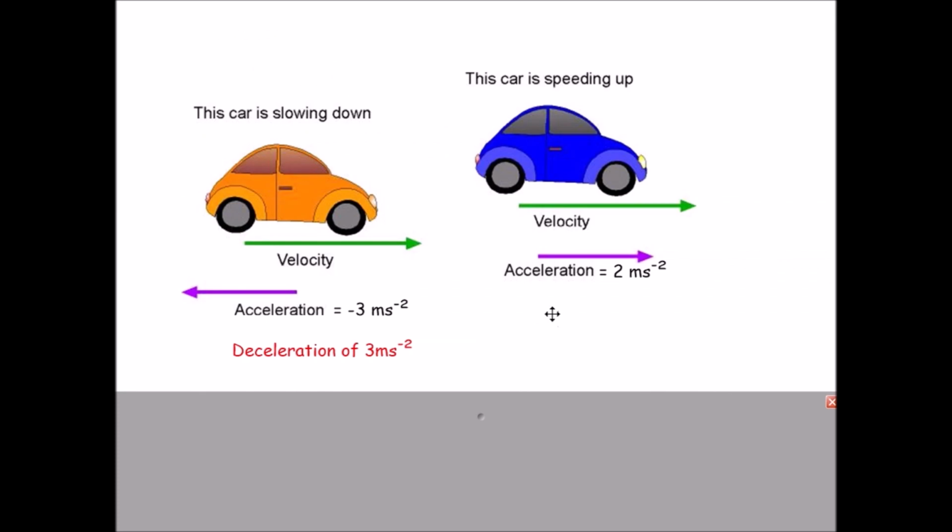In this example, the blue car is speeding up, so it's accelerating. If I take the right hand side as positive, then the velocity here is positive, and because it's speeding up, the acceleration is also positive. The yellow car is also moving towards the right, so its velocity is positive, but this car is slowing down. It's decelerating. So if it's decelerating at 3 meters per second squared, we could say that it's accelerating at -3 meters per second squared.